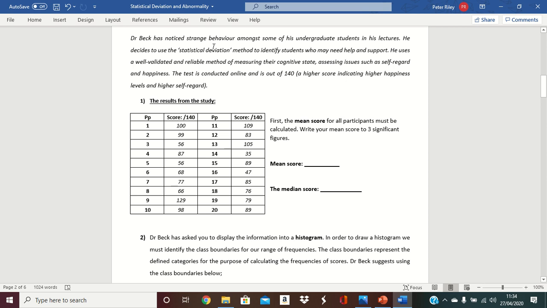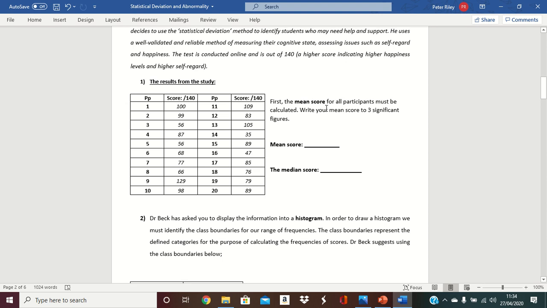Dr. Beck has noticed strange behaviour among some of his undergraduate students in his lectures. He decides to use the statistical deviation method to identify students who may need help and support. He uses a well-validated and reliable method of measuring their cognitive state, assessing issues such as self-regard and happiness. The test is conducted online and is out of 140, a higher score indicating high levels of happiness and high levels of self-regard. So first of all, calculate the mean score and write your mean score to 3 significant figures.